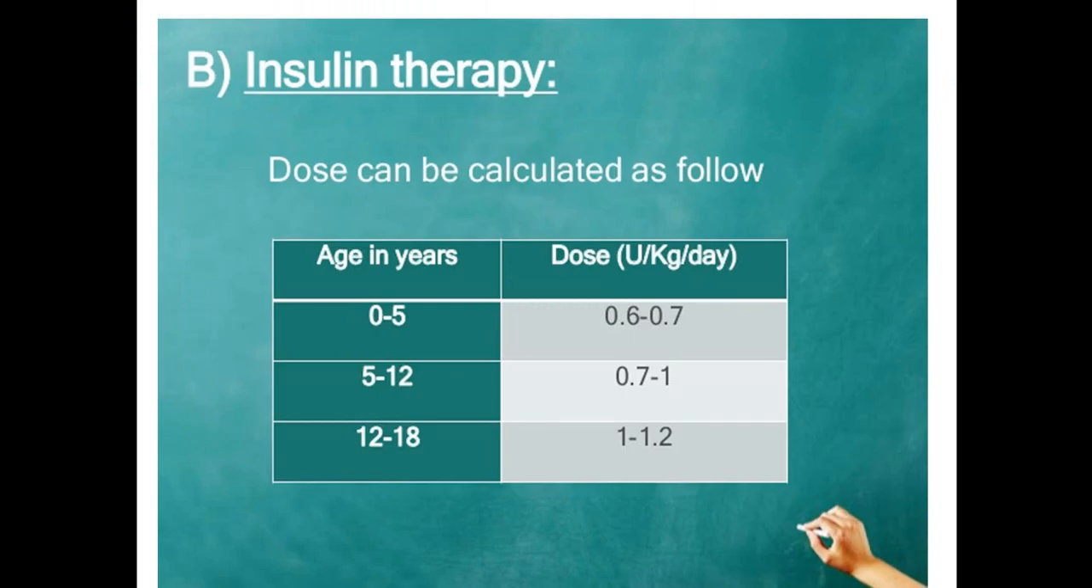So insulin therapy, how can we calculate the dose? According to what? First of all, according to patient condition and the age. According to age, as we said, between 0 to 5 years, the dose required is 0.6 to 0.7 unit per kg per day. Between the ages of 5 to 12 years, the dose required of insulin is 0.7 to 1 unit per kg per day, and between 12 to 18 years, the dose required is 1 to 1.2 unit per kg per day.